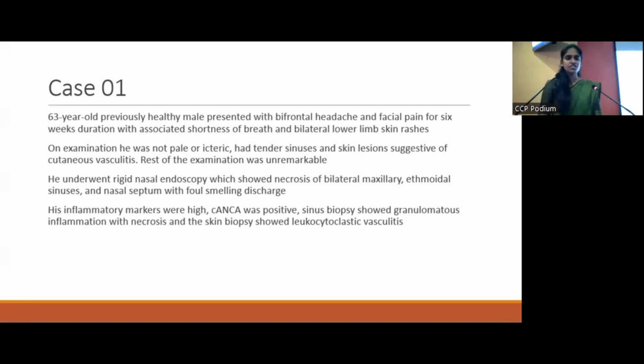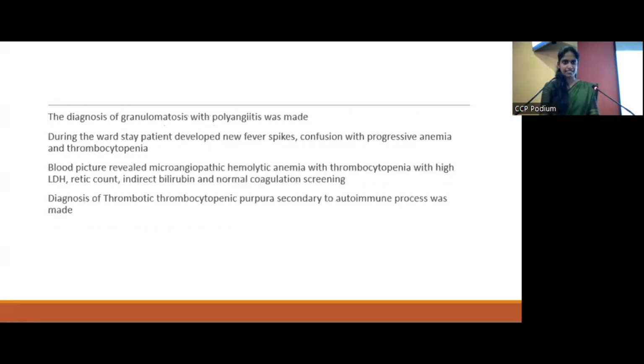He underwent rigid nasal endoscopy, which showed necrosis of the sinuses with foul-smelling discharge. His inflammatory markers were high. His ANCA was positive. Sinus biopsy showed granulomatous inflammation with necrosis, and skin biopsy showed leukocytoclastic vasculitis. The diagnosis of granulomatosis with polyangiitis was made.